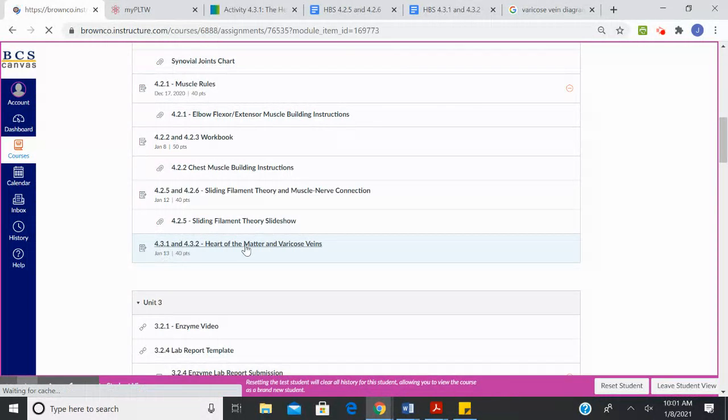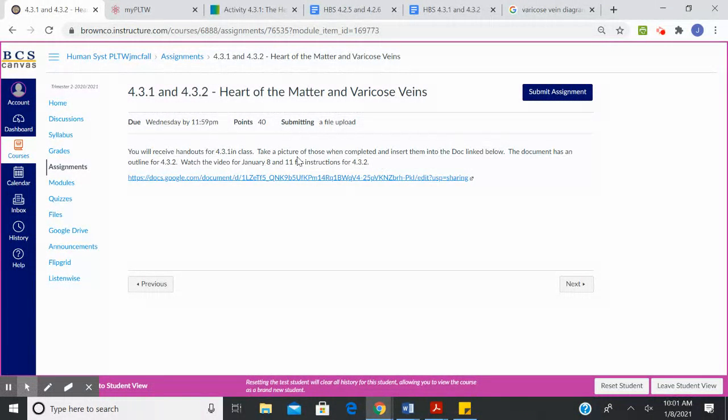But heart of the matter and varicose veins. You may have heard of varicose veins because it's more common in older people. And due to many conditions, we're going to look into what causes those. We're also going to look into the cardiovascular system in more detail. And so let's get into what I want you to do.